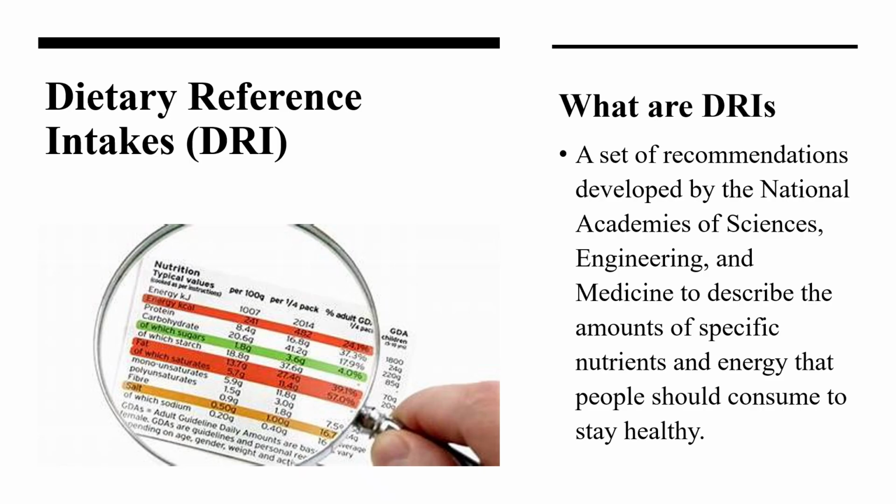DRIs are a set of recommendations developed by the National Academies of Sciences, Engineering, and Medicine to describe the amounts of specific nutrients and energy that people should consume to stay healthy. It outlines the necessary amounts of nutrients and energy for health. DRI standards are specific to the US and Canada, aiming for generally healthy individuals. It is important to note that individuals with specific health conditions may have different nutrient requirements.